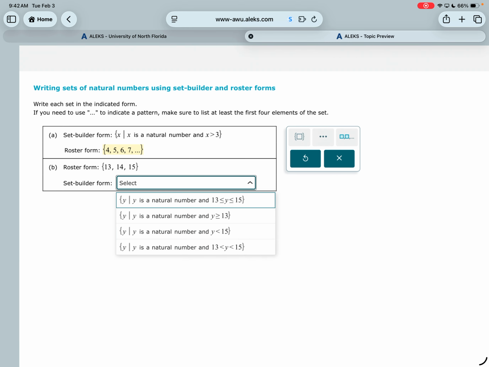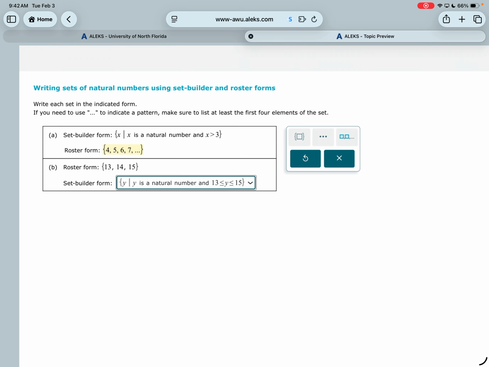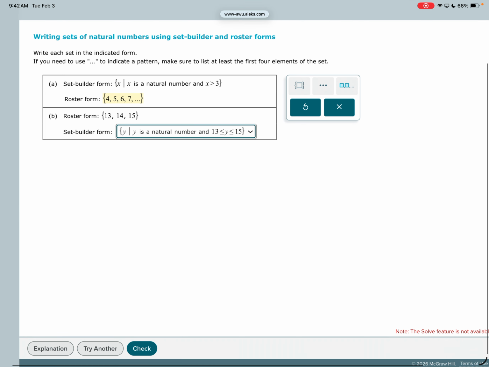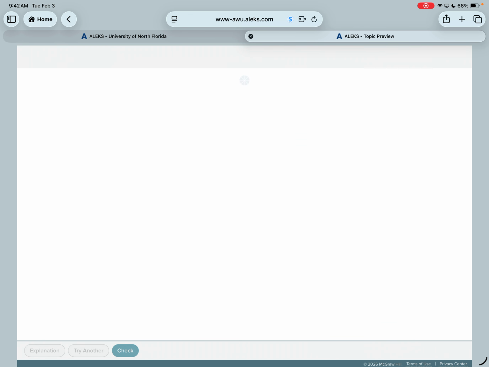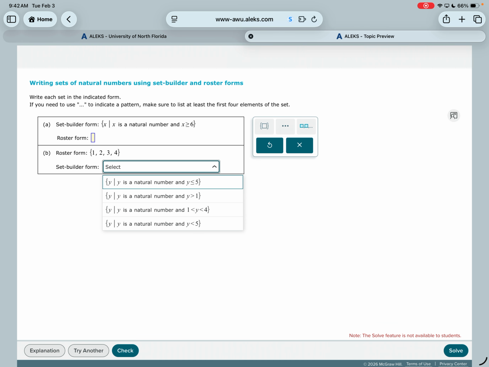This one, you just got to be careful with your less than and less than or equal to. So 13, 14, and 15, natural number. It's saying Y, but that's fine. So it'd be this one right here, 13 less than or equal to Y, less than or equal to 15. Let me try another one of those real quick.